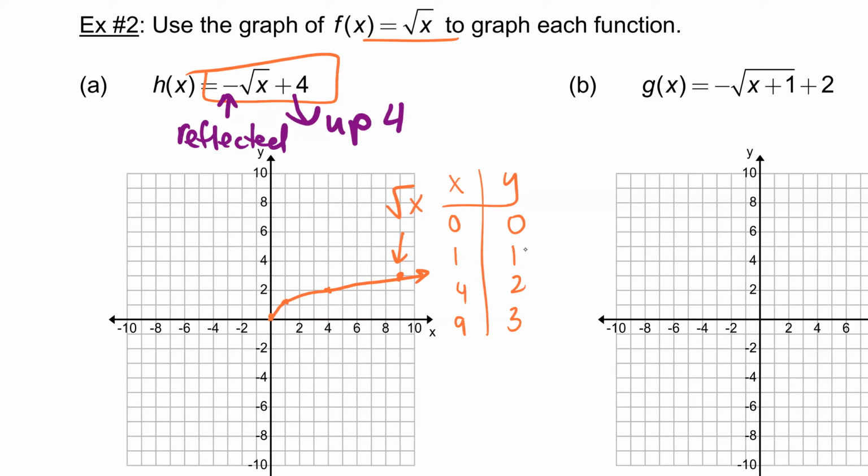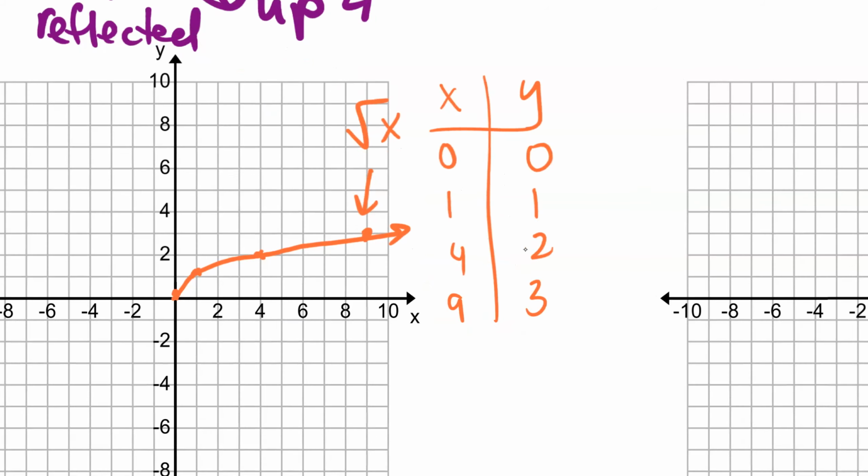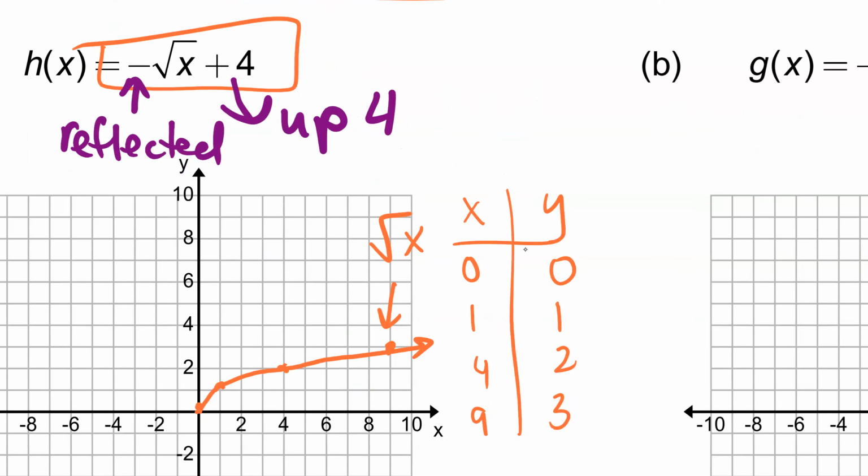So I need to reflect my graph and then move up by 4. We have to do order of operations. Notice we are going to take square root x, multiply by negative 1 first, and then add 4.